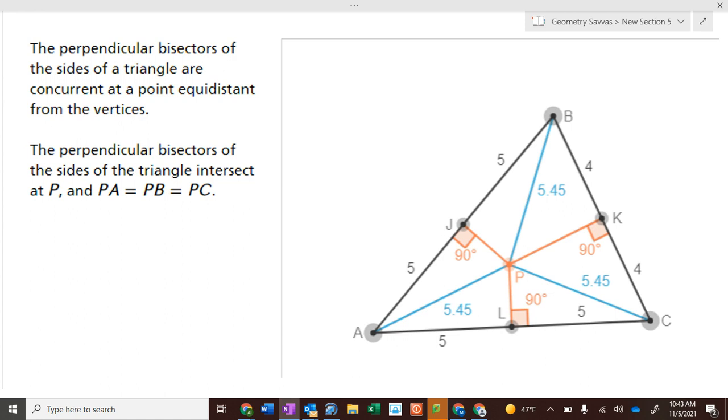What do we know about triangle BPC? That's isosceles. What about APC? Isosceles. Okay. What do we know about AJP? That's a right triangle. If you know 2 sides of a right triangle and you want to find the third side, what do you do? It's in the front of the room somewhere.